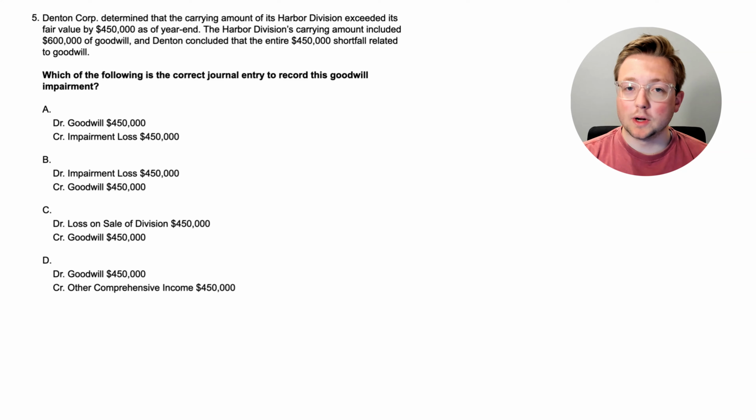All right, here we are at question 5. Which of the following is the correct journal entry to record this goodwill impairment? Let's go up to the top. Denton Corp determined that the carrying amount of its Harbor division exceeded its fair value by $450,000 as of year end. The Harbor division's carrying amount included $600,000 of goodwill, and Denton concluded that the entire $450,000 shortfall is related to goodwill. Which of the following is the correct journal entry to record this goodwill impairment? So this one's pretty straightforward. It basically is already telling you what the goodwill impairment loss is. You just need to know what the journal entry is.